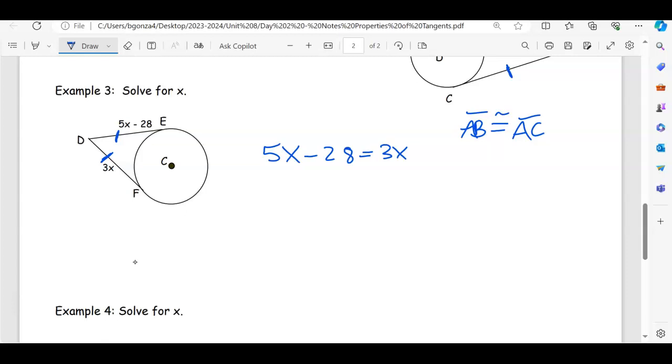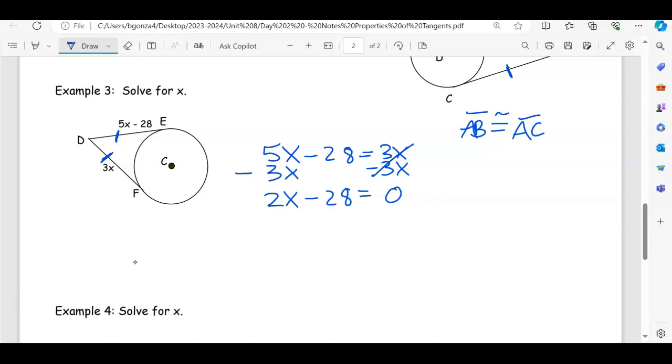It's positive, so I'm going to subtract 3x. Subtract 3x. On the left side, 5 minus 3 is 2x. Bring down minus 28 equals 3x minus 3x cancels out and gives me 0. It's weird, but it's okay to have 0 for like a second. Okay, but we're going to keep going here.